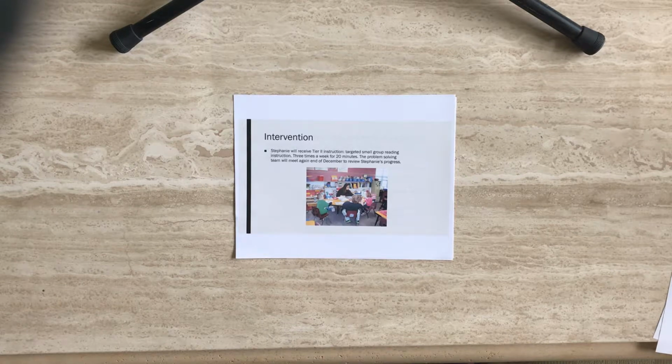Based on Stephanie's needs, she will be placed on Tier 2 instruction where she will meet the classroom teacher or reading coach for targeted small group instruction 3 times a week for 20 minutes. At the end of December, the problem-solving team will review Stephanie's progress to see if she needs to be moved to a Tier 3.